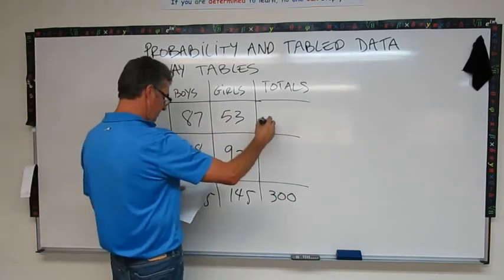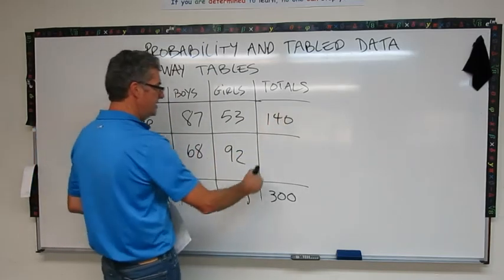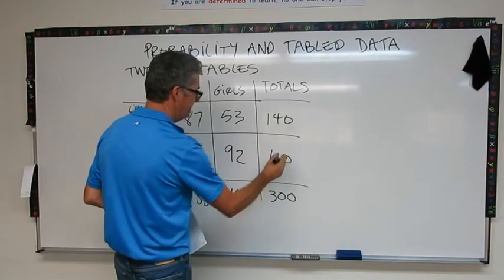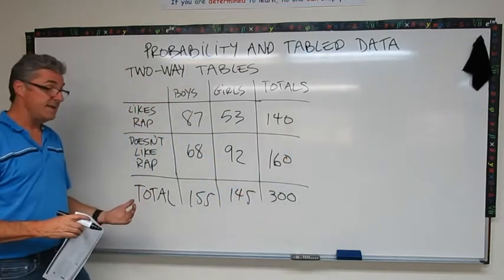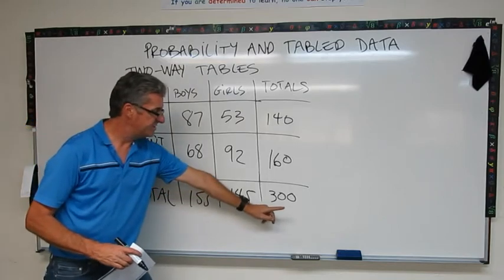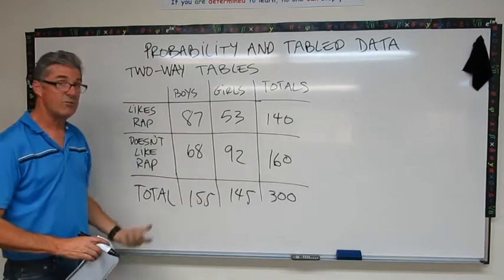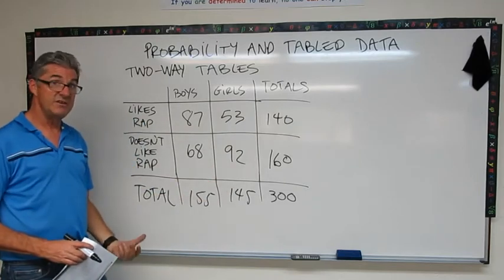Now let's figure this one out. 87 plus 53 is 140. And 68 plus 92 is 160. Now, if you've done your two-way table correctly, these totals here are going to add up to the same number as these totals going across the columns. And indeed, that worked out. So that's like a check that you have.